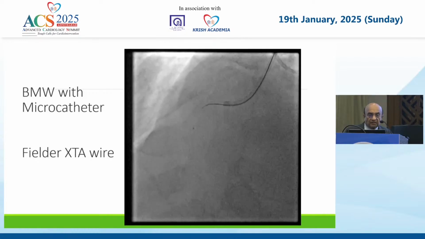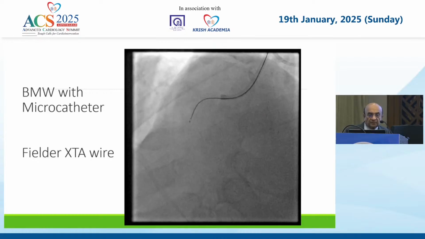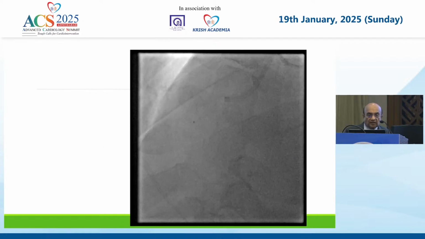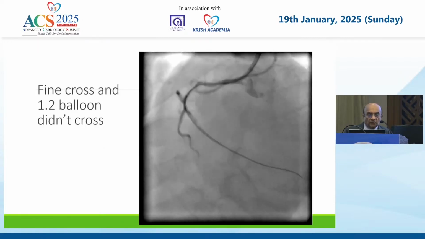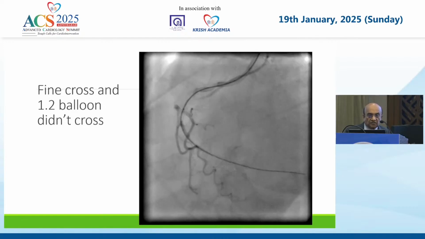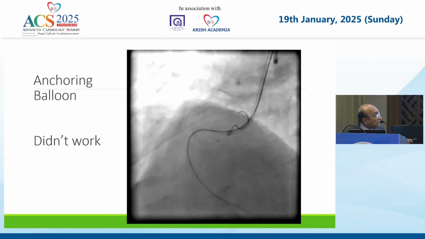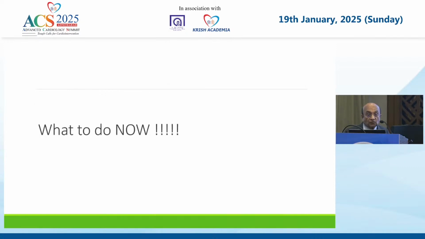BMW with microcatheter to bring the microcatheter up to the surface, up to the entry point, and then change to filter XTA wire. And after that, the fine cross and 1.2 balloon, nothing crossed. It would just not cross. Anchoring balloon technique did not work. Nothing would cross still. So then what to do now?